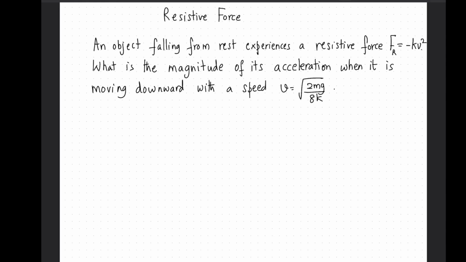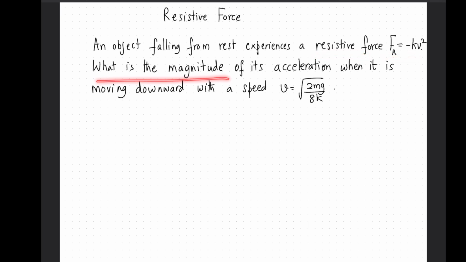In this video, we are going to look at how to solve problems based on resistive forces. An object falling from rest experiences a resistive force Fr, which is given as negative kv squared.